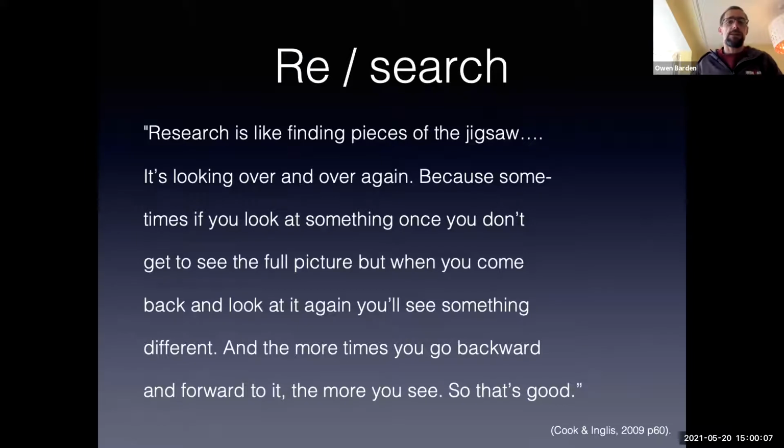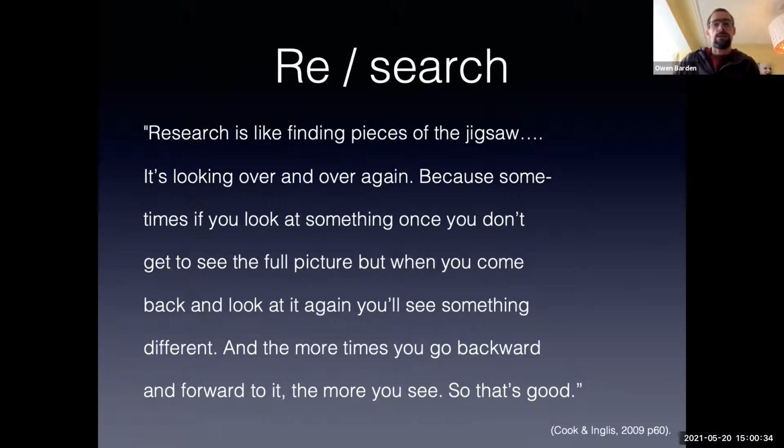So on this slide, we've got the word research broken down into its components. We've got the prefix re, and then the root word search. That prefix re, as you know, means again, as in repeat or redo. To search again and again and again.